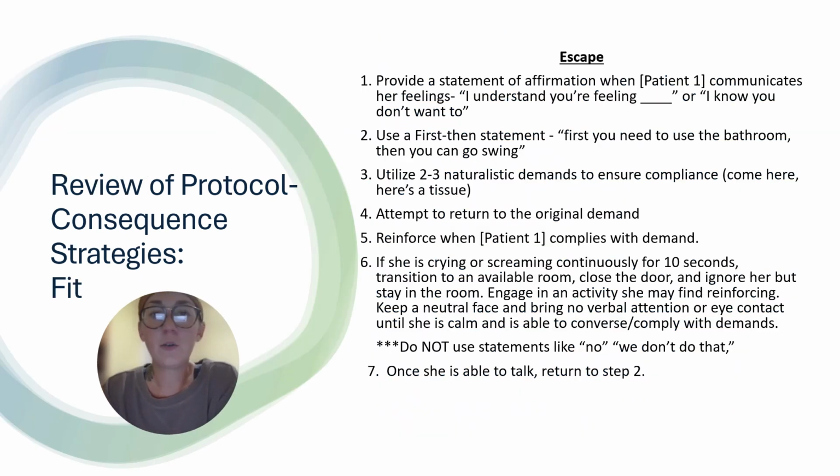Consequence strategy for fit: we're going to provide a statement of affirmation. Use a first-then statement, get 2 to 3 naturalistic demands to make sure she is compliant. Attempt to return to the original demand and reinforce when she does comply with the demand. If this continues for 10 seconds or more, we're going to transition to an available room. We are going to engage in planned ignoring and engage in an activity that she might find reinforcing. Again, bringing no attention to it, not using statements like "no, we don't do that." And then when she is able to talk, return to step 2.